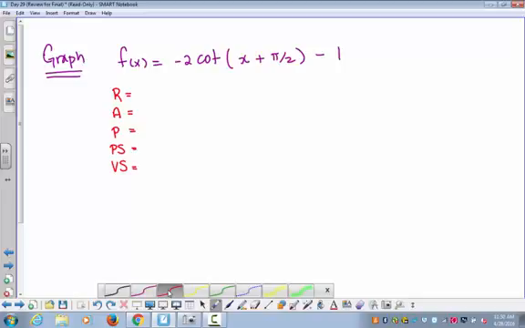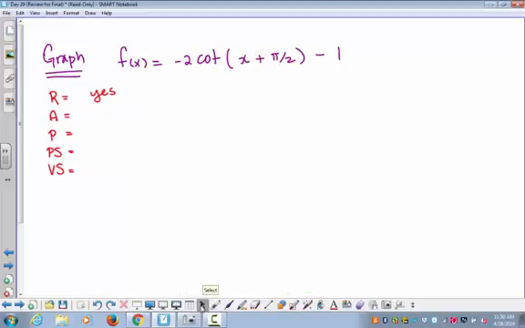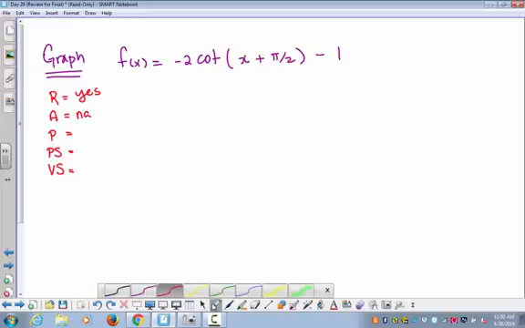So properties, is there a reflection? Yeah, definitely. How about amplitude? Amplitude doesn't matter. It affects the steepness of the graph, but it doesn't come into play for us when we're doing our graph. Amplitude by definition is the maximum distance above the center of the graph, and there is no maximum distance. So that coefficient can affect steepness, but it's not an amplitude. Period.